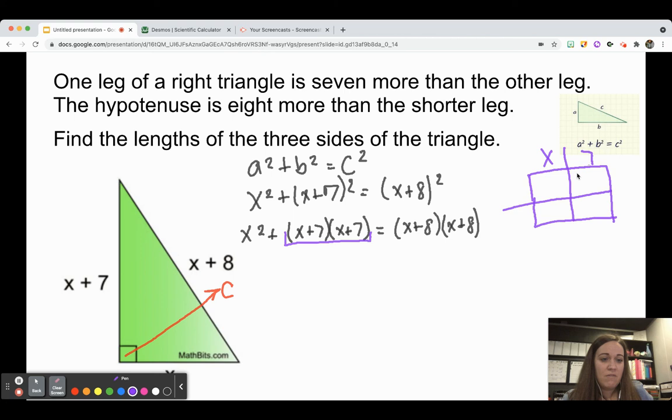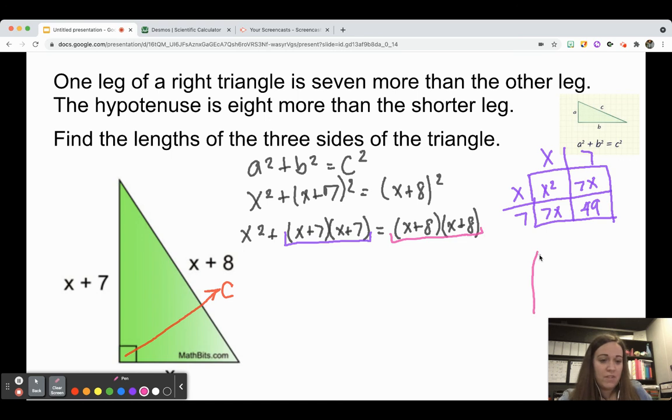X and 7, x and positive 7. So x squared, 7x, 7x, 49. Okay. Then I'm going to go ahead and do the other one just while I'm here, and then we're going to start writing everything that we have.